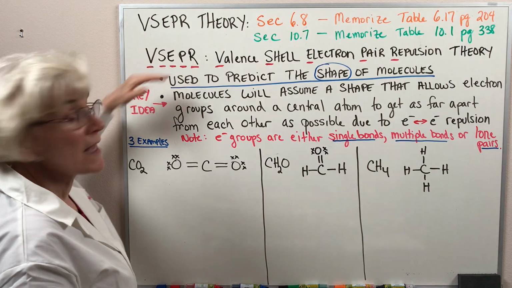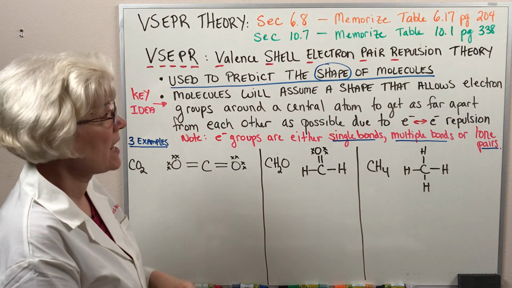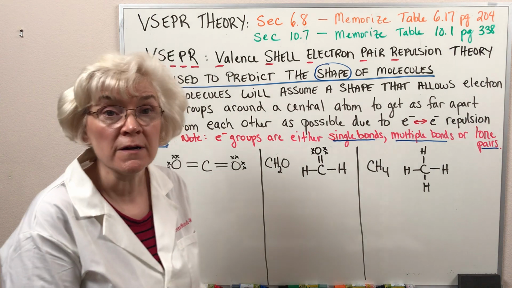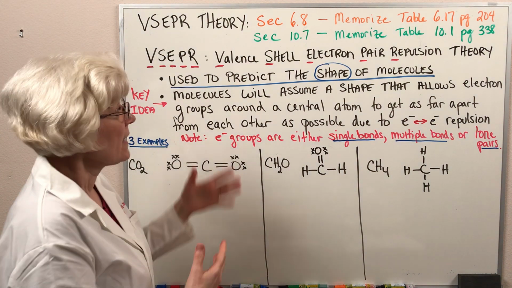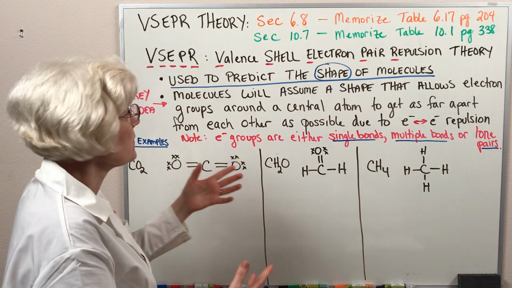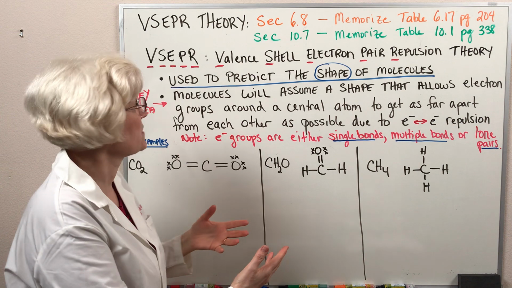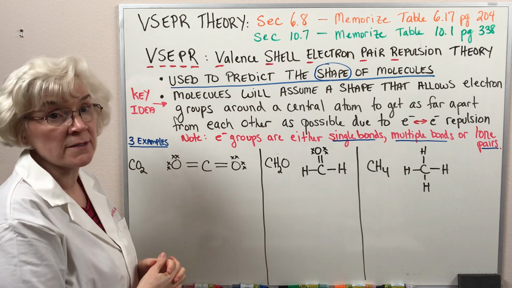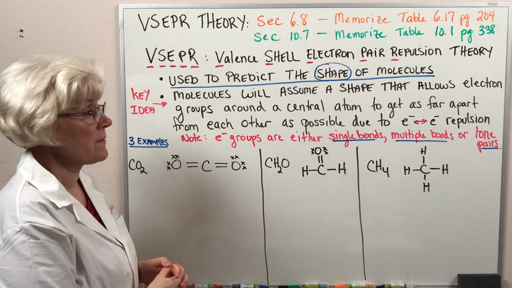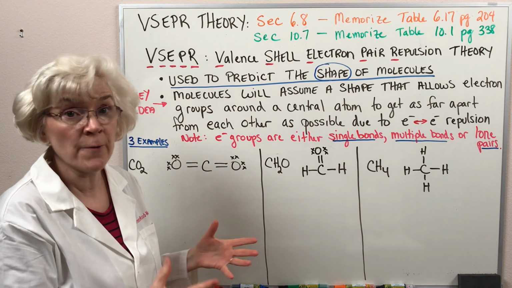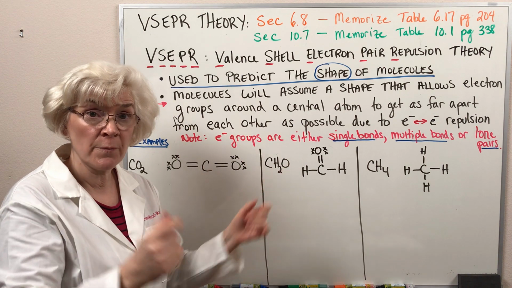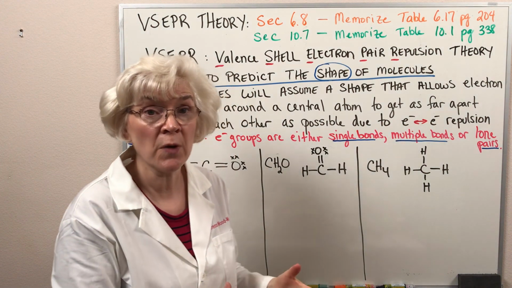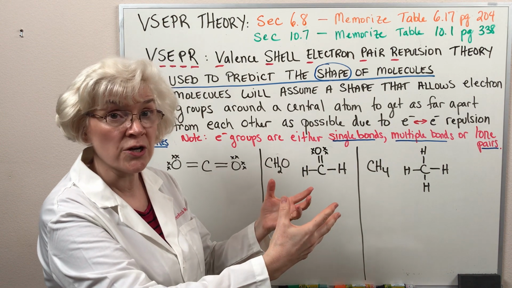Notice that this set of letters is an acronym, each letter standing for a word: valence shell electron pair repulsion theory, or VSEPR theory. And the name is very descriptive of what the actual model is proposing. This model is used to predict the shape of molecules, and the key idea of the model is that molecules will assume a shape that allows electron groups around a central atom to get as far apart from each other as possible due to electron-electron negative charge repulsion. Negative charge and negative charge repels.